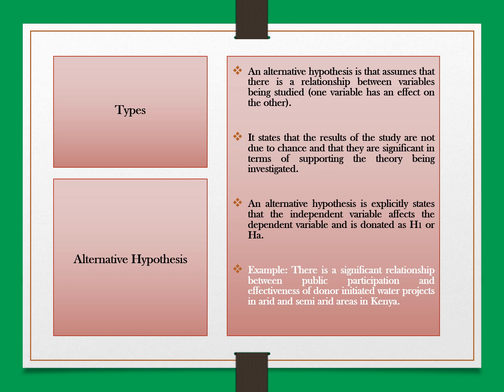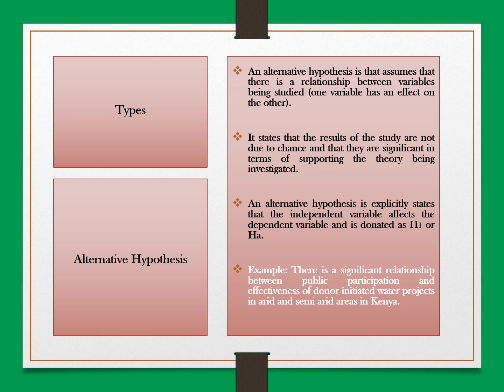An alternative hypothesis explicitly states that the independent variable affects the dependent variable and is denoted as H1 or HA. An example of an alternative hypothesis would read that there is a significant relationship between public participation and effectiveness of donor-initiated water projects in arid and semi-arid areas in Kenya.